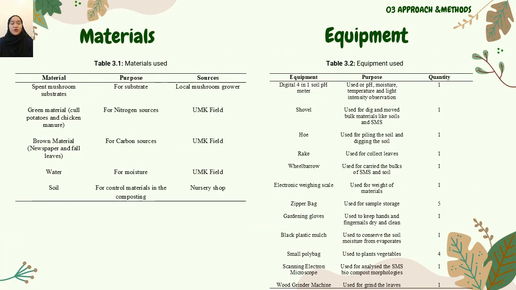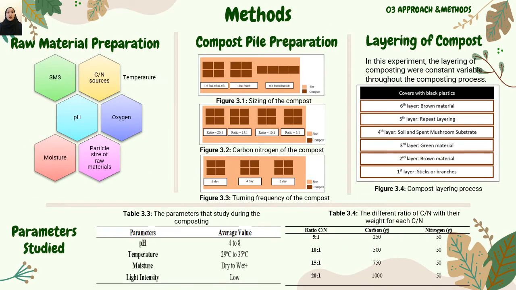Next is approach and methods. This is the list of materials and equipment that were used in this project. For the methods, the raw materials used in this study were SMS, carbon and nitrogen sources, with temperature, pH, oxygen, moisture, and particle size of the raw materials considered. For the compost pile preparation, 3 different compost piles were observed. The first pile differs in terms of sizing, the second pile differs in terms of carbon-nitrogen ratio, and lastly the third differs in terms of turning of the piles.